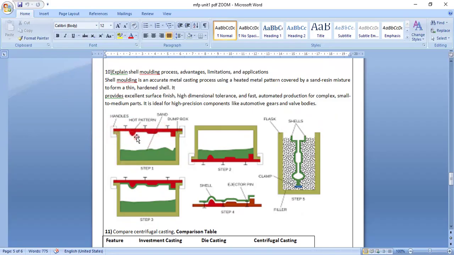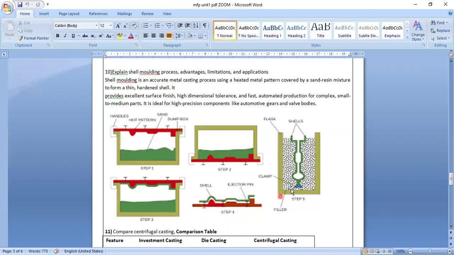Here is the pattern, and this is the sand inside. This is the pattern first. Then in step 2 you can see it is reversed, so sand is coming on the hot pattern. The sand is poured on the pattern. After that, in the third step, it is reversed again to the normal position. Then it is taken out, and you will get the intricate shape.